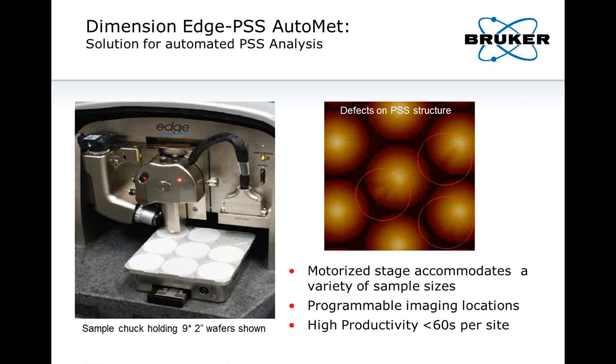Again, because it's an AFM, you get highly localized data, and an example is shown on the left here where you have a PSS structure, but when you look really carefully, you can actually see some defects on some of these PSS bumps. And again, that's the advantage of having an AFM, giving you nanoscale resolution at the same time.